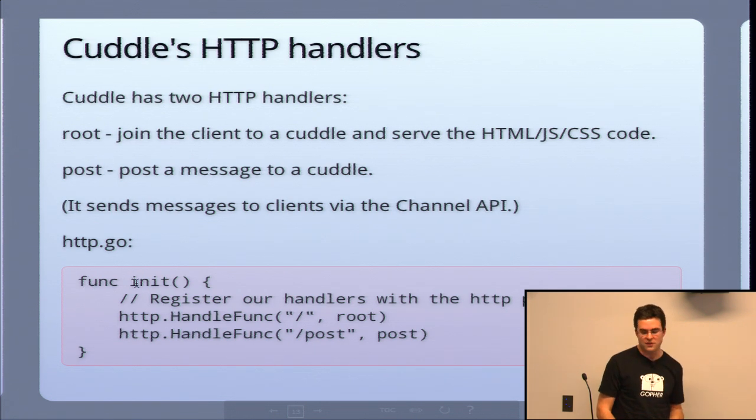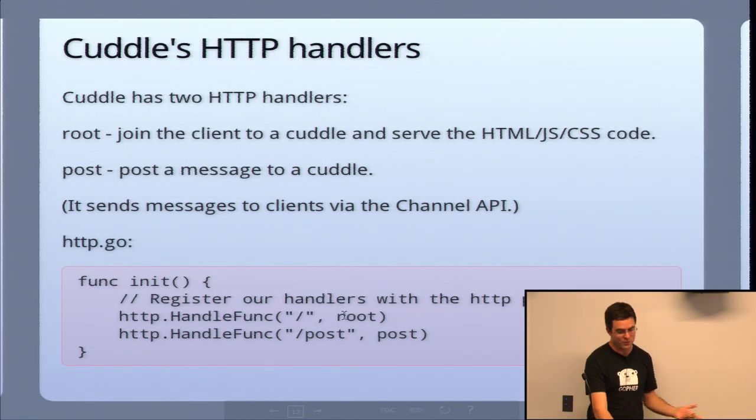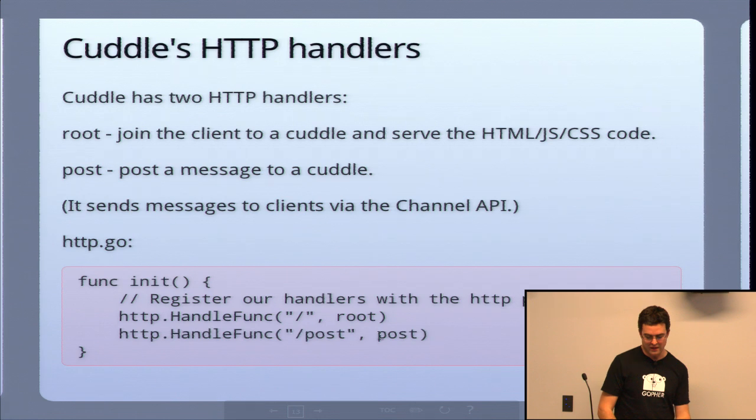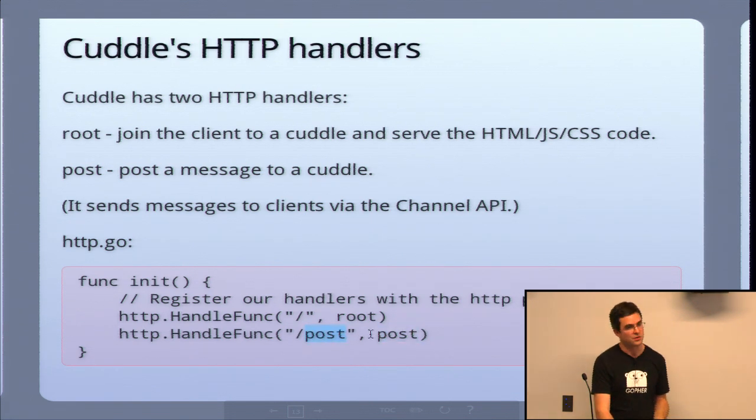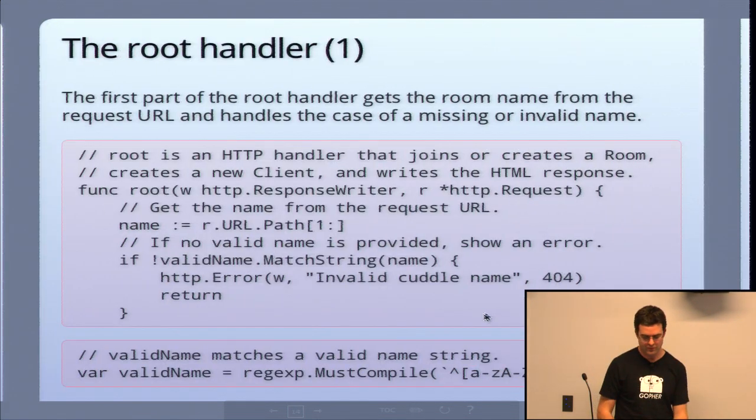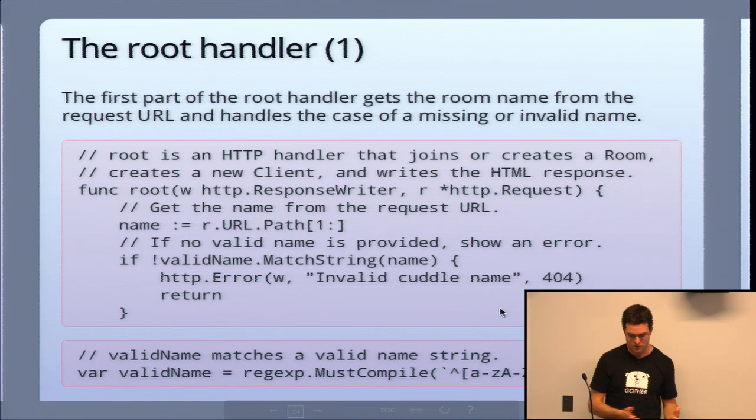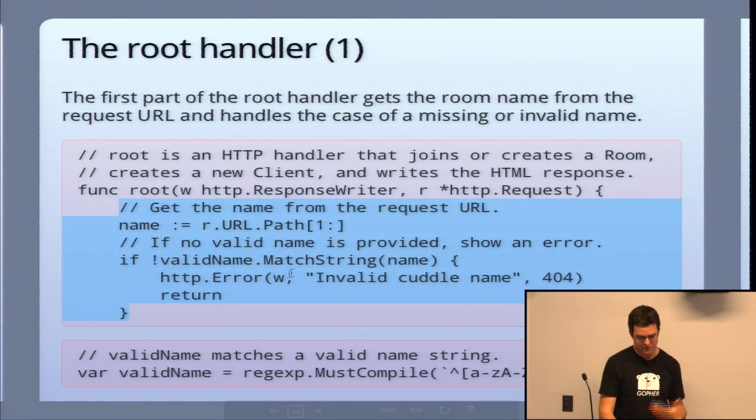So in our init function, in our cuddle HTTP Go, we have two HandleFunc calls, one to register root with everything after slash, and one to register post with slash post. And so now diving straight into the code from the root handler, the very first part of it, which is here, is it takes the name from the URL path component.